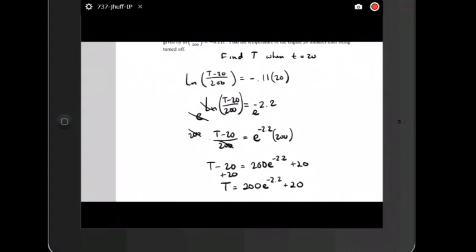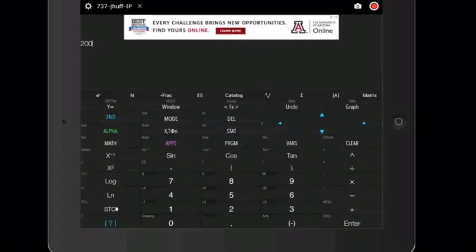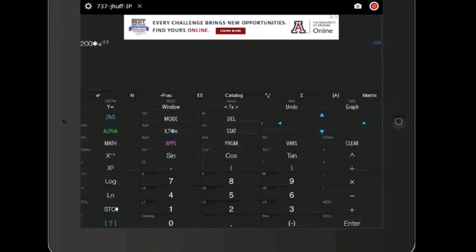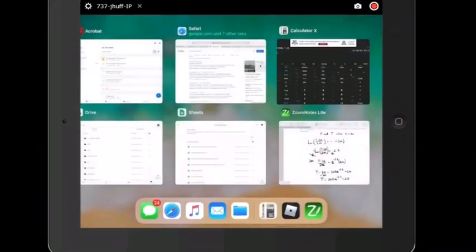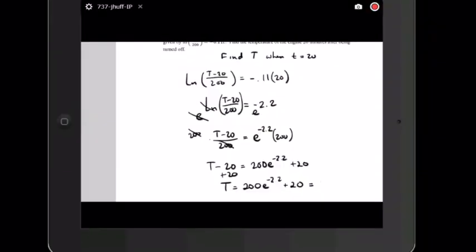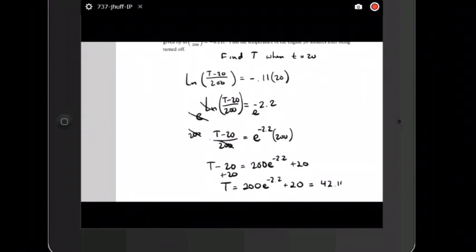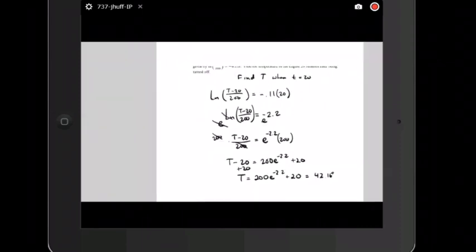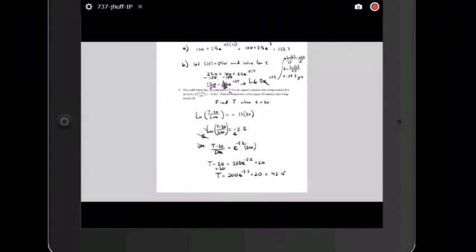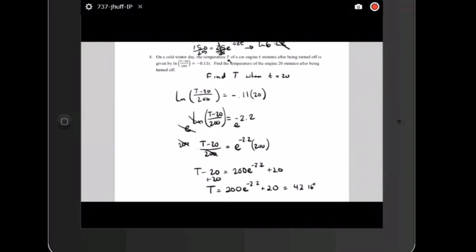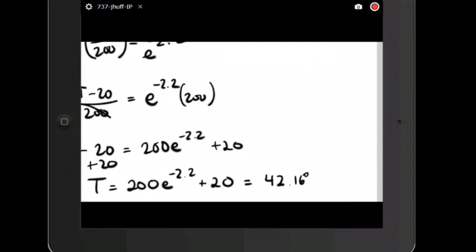So let's see what that is. 200 times e to the negative 2.2 plus 20 is 42.16. And that's degrees, what is it, Celsius? It doesn't say. Typically in these scientific-based problems, it's in Celsius, but it's 42.16 degrees.